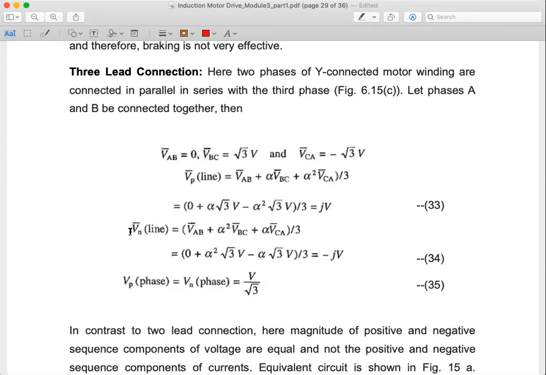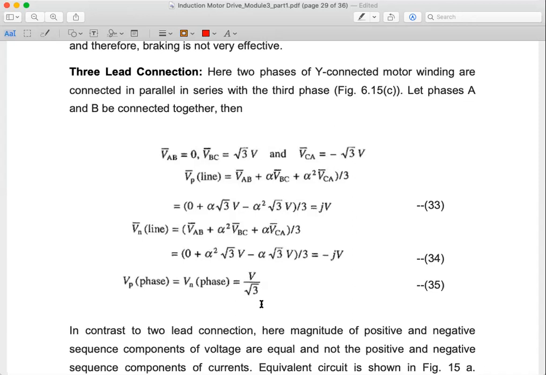Similarly, if I calculate the line voltage for the negative sequence component, I get 1/3 into VAB plus alpha square VBC plus alpha VCA. If I simplify, I get minus jV. These are the line voltages of the positive sequence and negative sequence values. Now when I take the phase voltages, whatever value we are getting is divided by root 3. So magnitude wise, VP and VN have the same value, V by root 3.